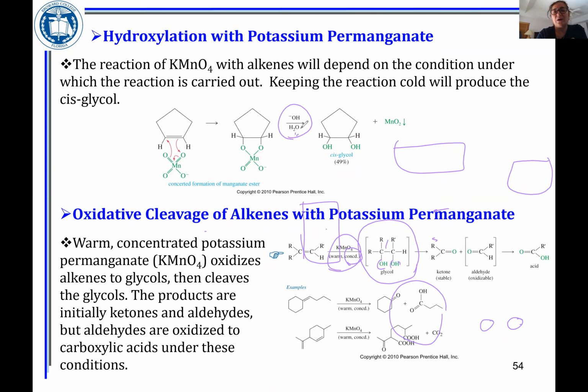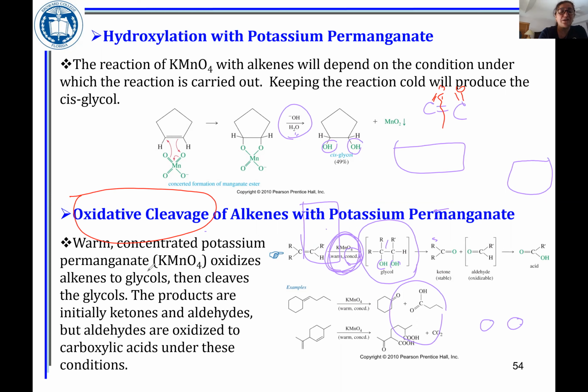So in a weak oxidation, you would add only OHs. In a strong oxidation condition, you would add a CO double bond to each carbon. So basically what you do, you break through the carbon-carbon double bond, and you add a CO double bond to one side, CO double bond to the other side. This is known as oxidative cleavage. You cleave it and you add oxygen.